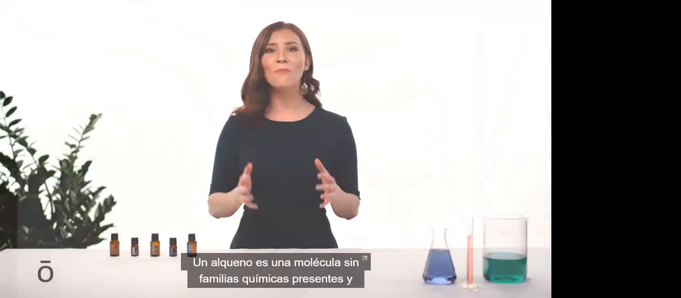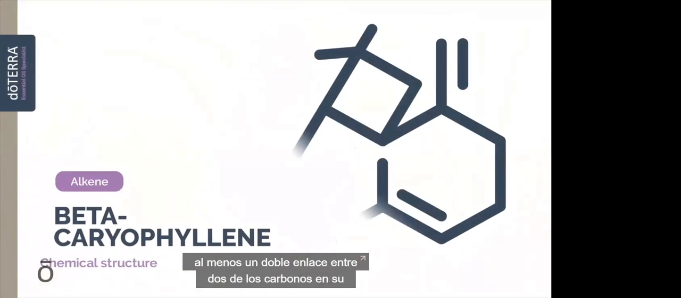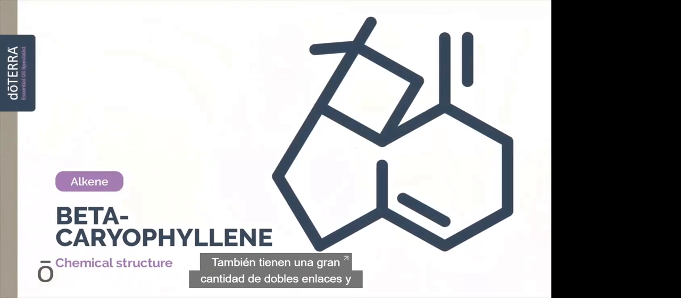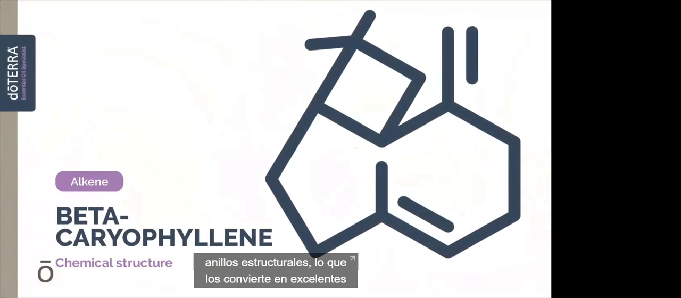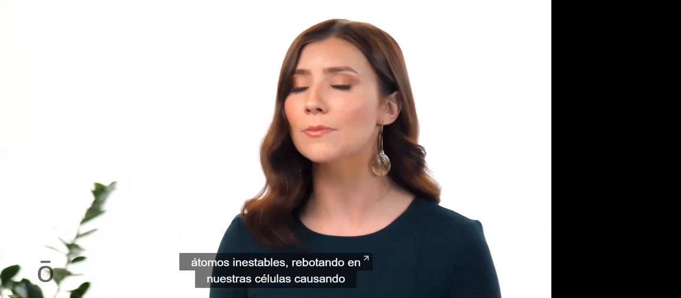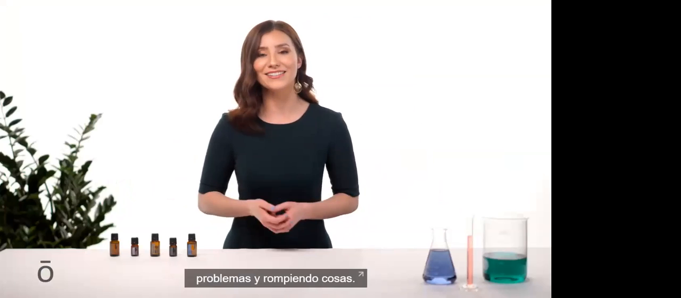An alkene is a molecule with no chemical families present and at least one double bond between any two of the carbons on its backbone. They also have a large number of double bonds and structural rings, which makes them excellent receivers of unpaired electrons and free radicals. This is helpful because we don't want free radicals or unstable atoms bouncing around in our cells causing problems and breaking things.